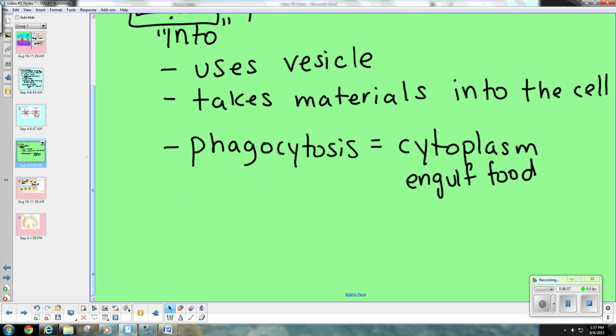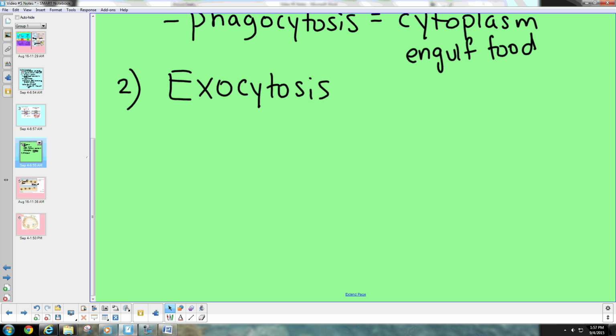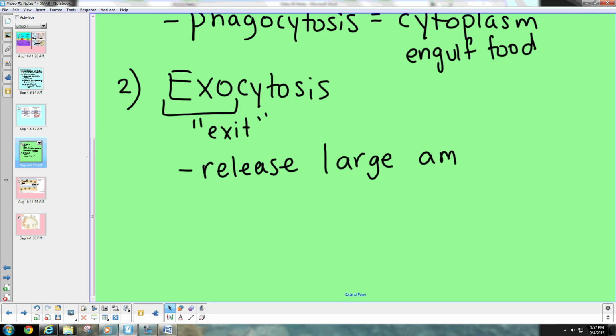Now there is a second type of process, like I mentioned, and this second process is the opposite: exocytosis. Exo means to exit. This is where we are trying to release these larger molecules outside the cell. The process is just the opposite of what we just talked about.